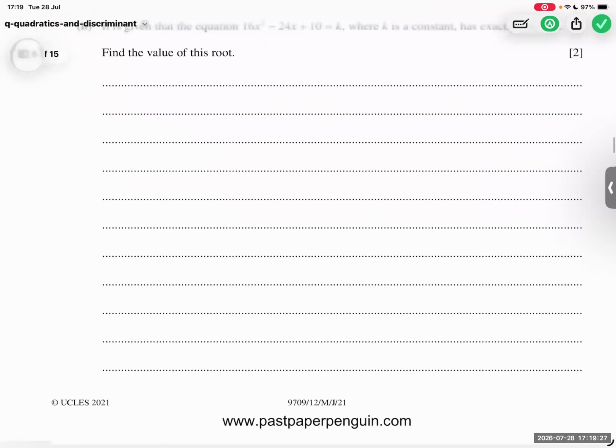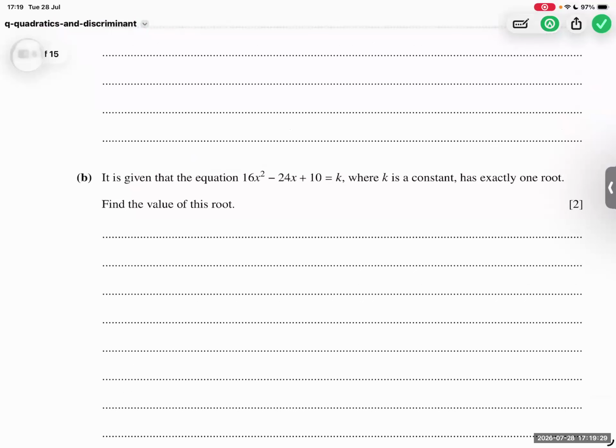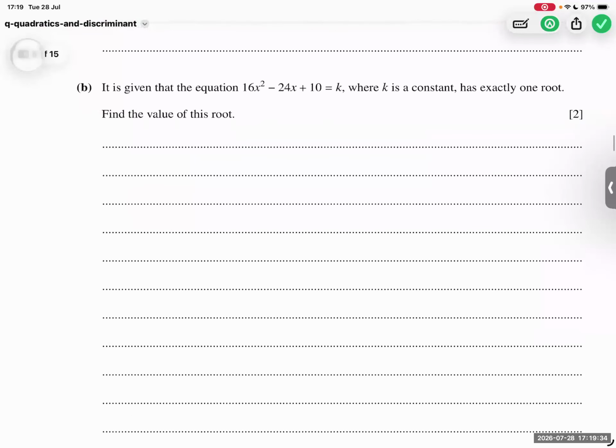You can skip it. And hence it is given that the equation, where k is a constant, has exactly one root. Let's do this for the quadratic. Now, if we claim that the curve has only one root, that means this is the case of repeated roots. So in repeated roots, we used to say that this would be the scenario. Find the value of this root.